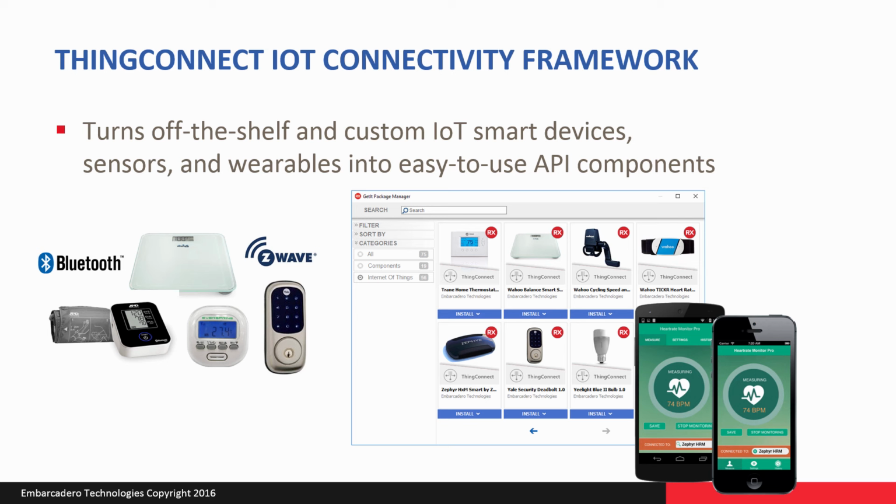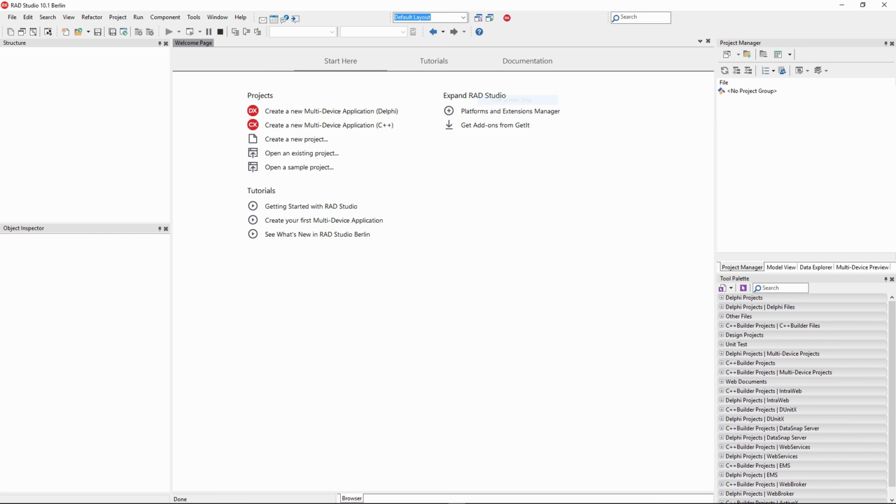There are device components for scales, heart rate monitors, home automation, and many more. So you take a look at the Tools, GetIt Package Manager, and you'll see what's available for 10.1 Berlin. I'd like to show you the new Internet of Things, or IoT, support that we've added with components for specific IoT devices in RAD Studio 10.1 Berlin.